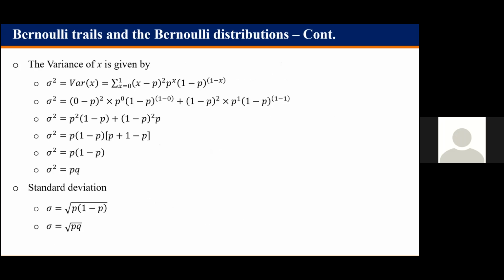Okay. So the variance is given by sigma x equal to 0 to 1, x square f of x. And we can prove that the variance is nothing but equal to pq. Okay, these slides are available to you. The standard deviation is the root of this, so it is root of pq.